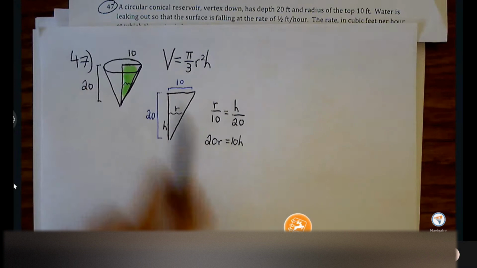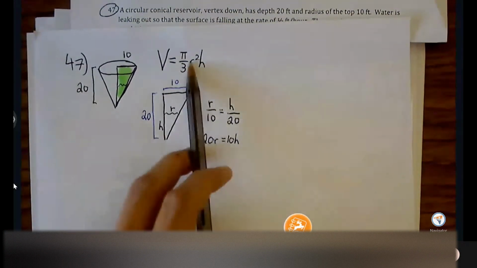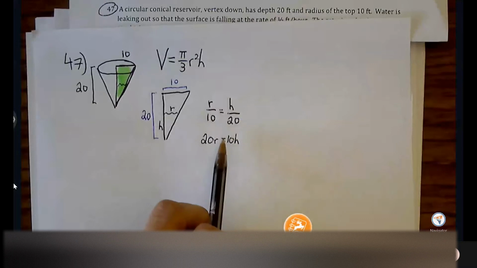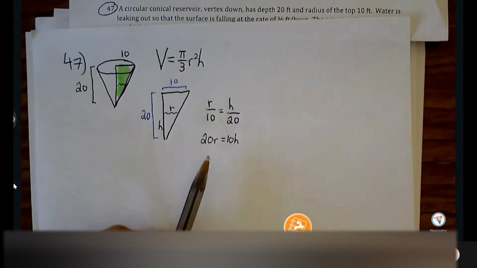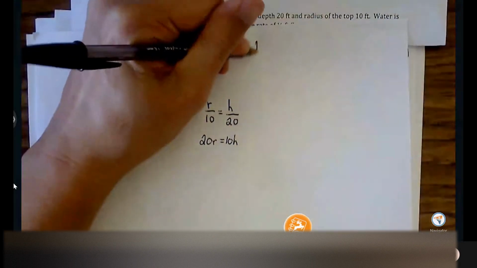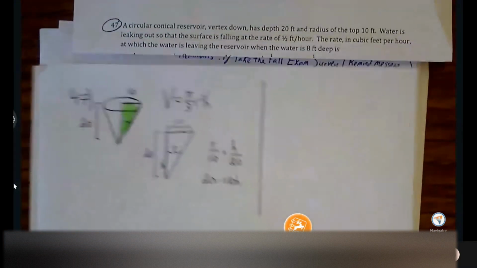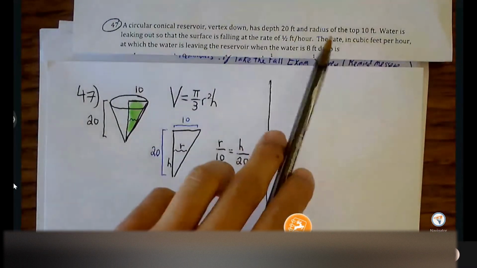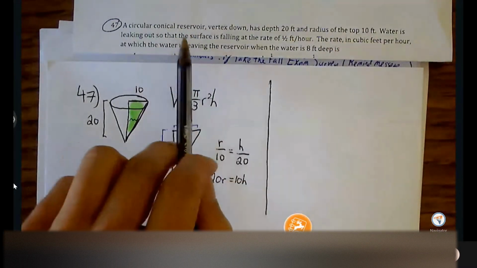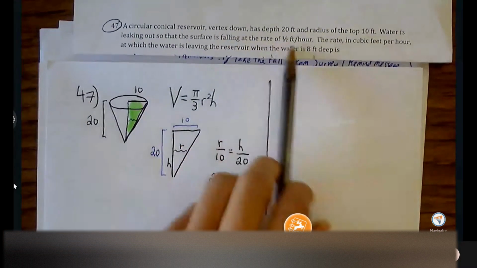We're going to pause a moment because right now we don't know which variable to replace with yet. We're going to gather some more information, and then from that information we can decide which is going to be the most efficient way of getting to our answer. So we'll pause for a moment here, and we'll go back to the problem and see what other information is given to us. Okay, let's see. First sentence, we have everything down here. Water is leaking out so that the surface is falling at a rate of 1/2 feet per hour.